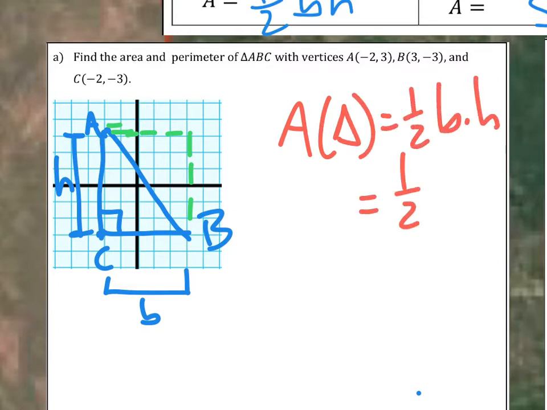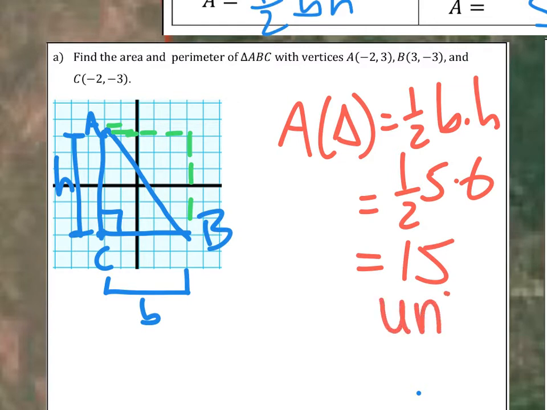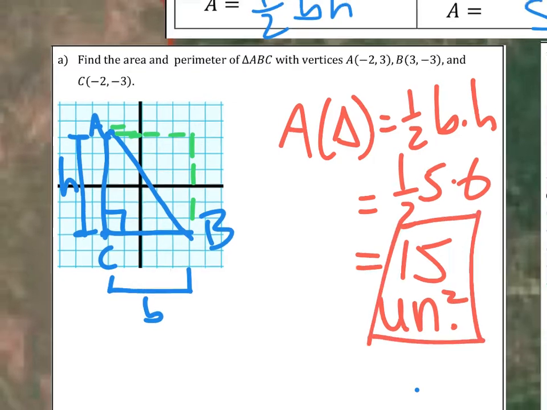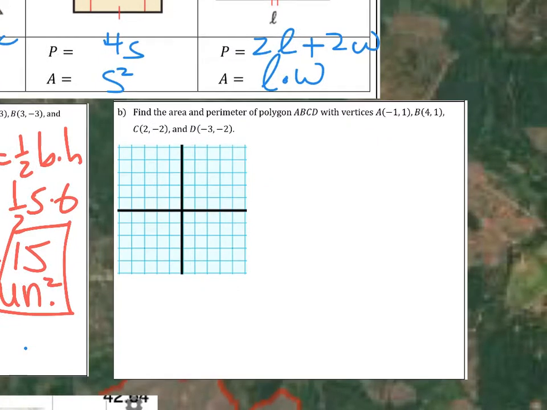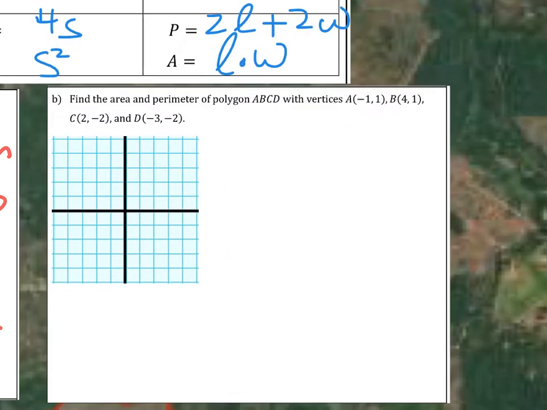In this case, the length of that base looks like 5, and the height looks like 6. So we have 1/2 times 5 times 6, which is half of 30, which is 15. And this would be 15 squares that we don't know what kind of squares they are, so we'll call them 15 square units. What if we have a quadrilateral here? Let's graph these 4 points. We get our 4 points and we can connect them with some lines.